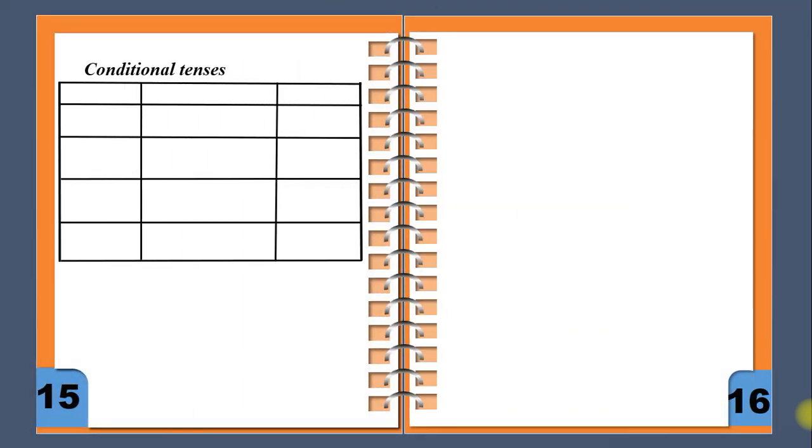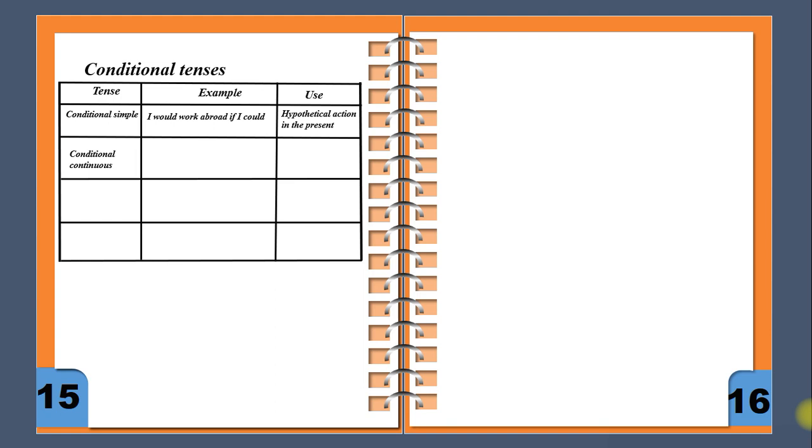And the other one is the conditional tenses. Conditional tenses have 4 subdivisions. The first one is conditional simple. Example: I would work abroad if I could. The use of conditional simple is to talk about hypothetical action in the present.